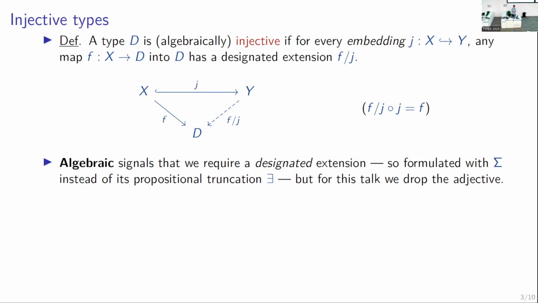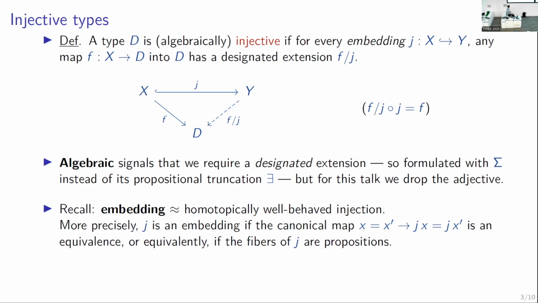Okay, so a type D is called injective if any map into it can be extended along any embedding. So if you're given an embedding J here and you're giving a map F, then there should be a designated extension F over J such that the diagram commutes. Sometimes we say algebraically injective because we're talking about a designated extension, so it's formulated with sigma rather than the propositional truncation exists. But for the talk, I'm just going to completely drop the adjective.